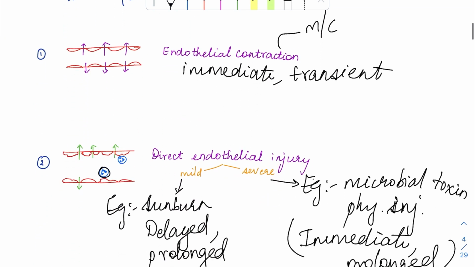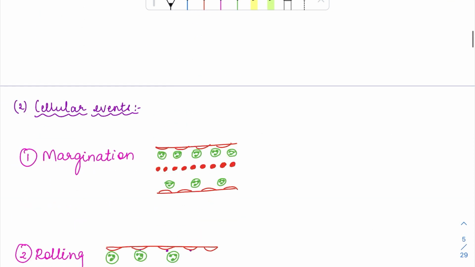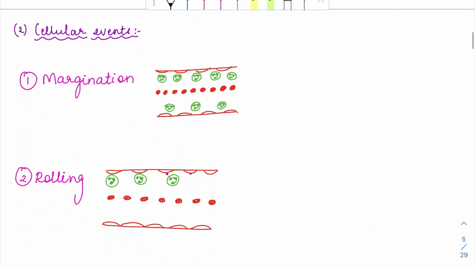Okay, so these three are the major mechanisms which can happen in vascular permeability. Then we'll see about the cellular events. Now that the vessel has dilated, what happens in the cellular events? So normally in a blood vessel, if you see, the RBCs will be going in a central plane, while WBCs will be in a peripheral location.